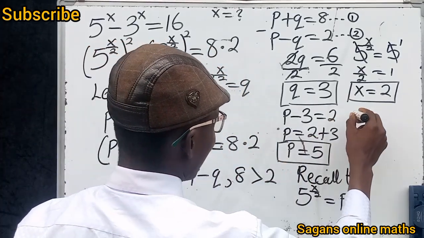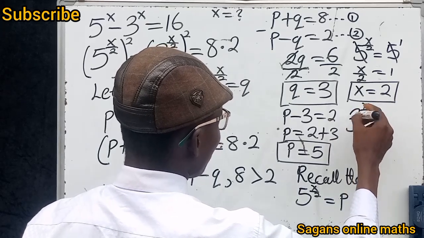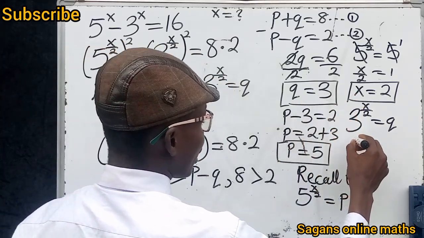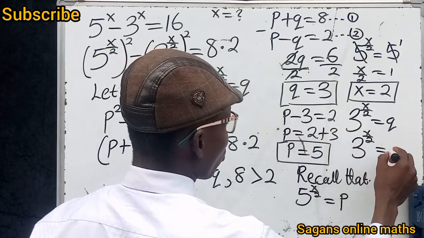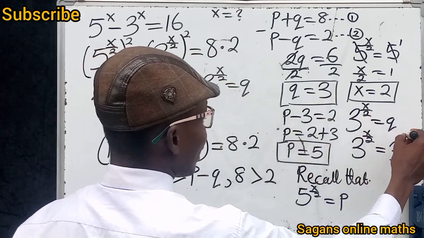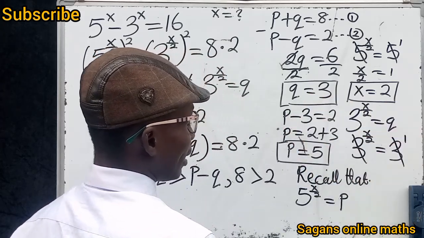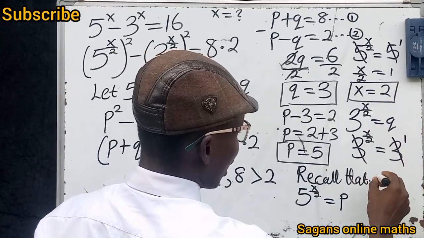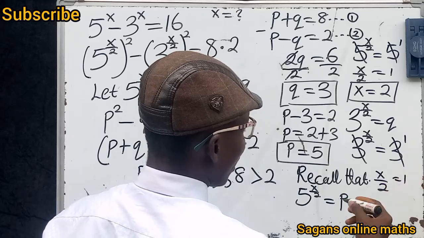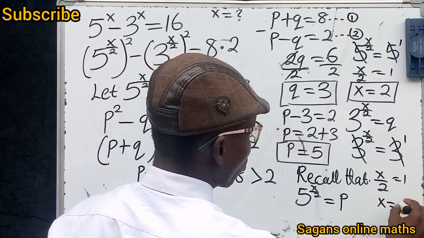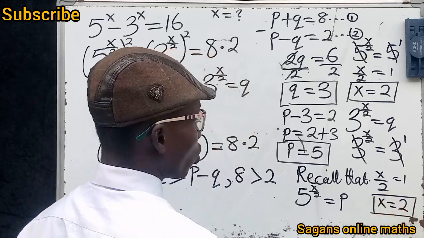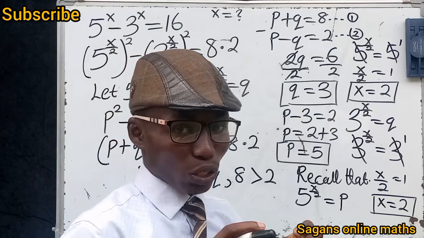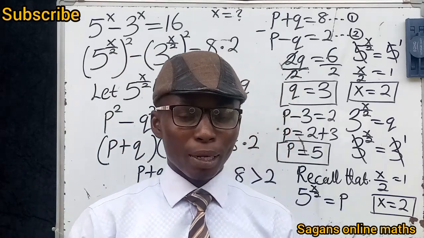Note again that 3 raised to the power of x divided by 2 is equal to q. We know that q is 3. So that means 3 raised to the power of x divided by 2 is equal to 3, because q is 3. Power here is 1. Let's equate the power since the bases are the same. Let them settle themselves. So now see that x divided by 2 is equal to 1. By cross multiplying, x is equal to 2. So you can see that x is equal to 2 when we are using 3 or 5. So the solution to this problem is that x is equal to 2. And this is the solution to this particular problem.